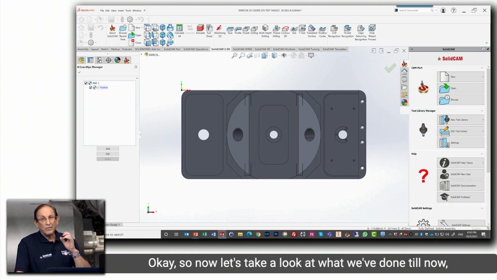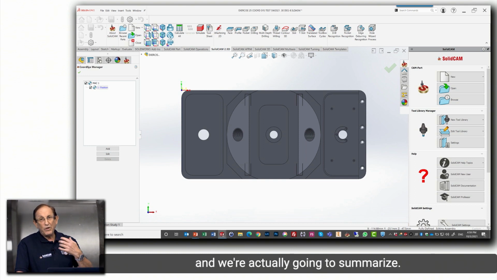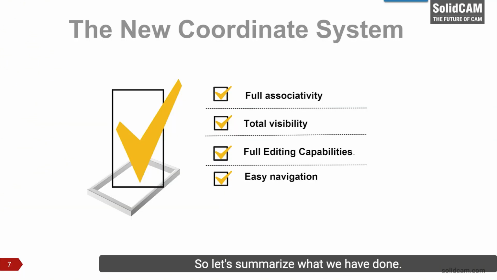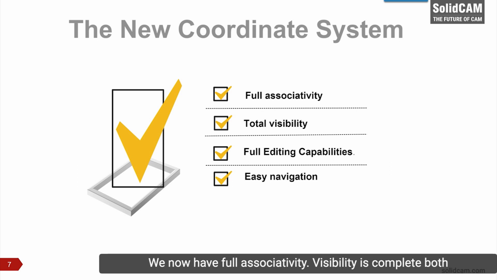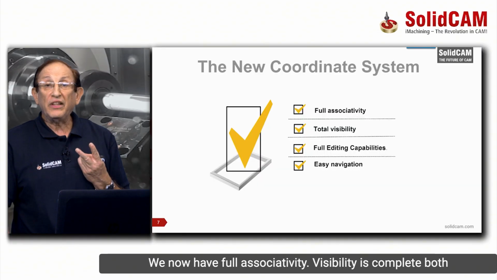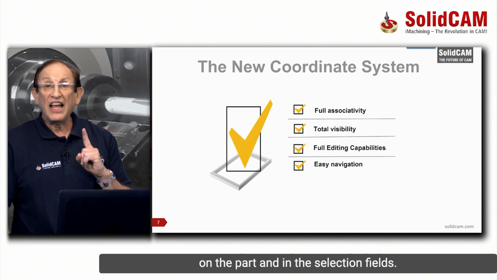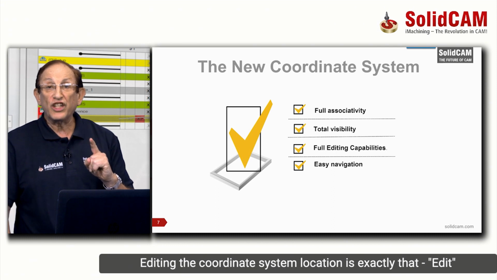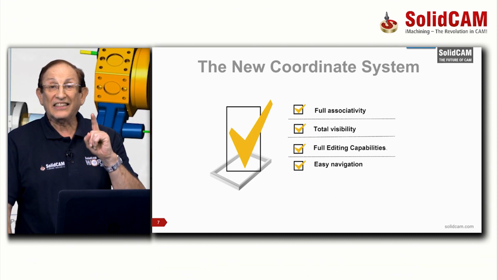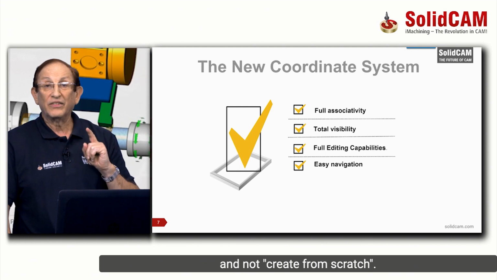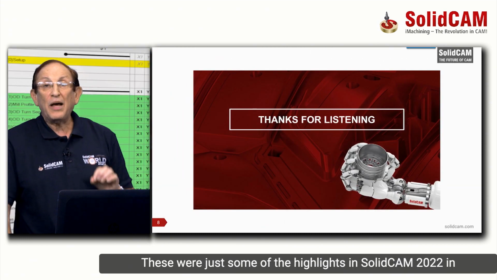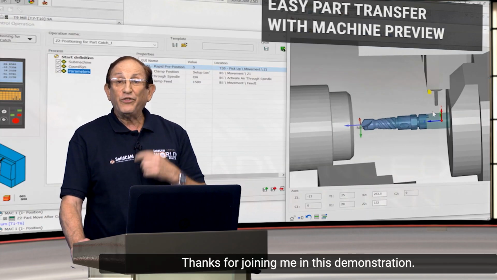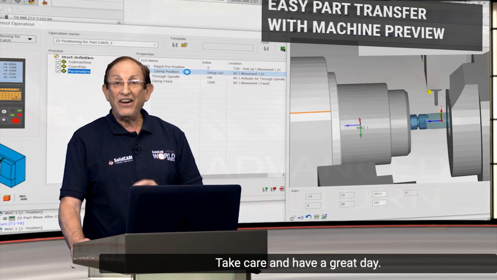Okay, so now let's take a look at what we've done till now, and we're actually going to summarize. So we'll go back to my presentation. Let's summarize what we have done. We now have full associativity. Visibility is complete both on the part and in the selection fields. Editing the coordinate system location is exactly that: edit and not create from scratch. These were just some of the highlights in SolidCAM 2022 in the new coordinate system. Thanks for joining me in this demonstration. Take care and have a great day.